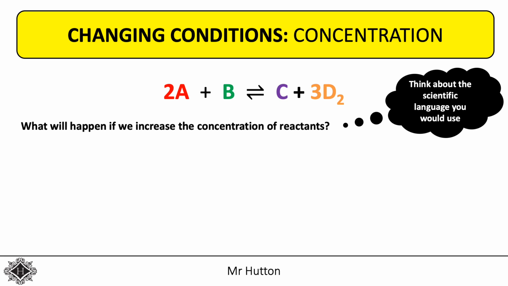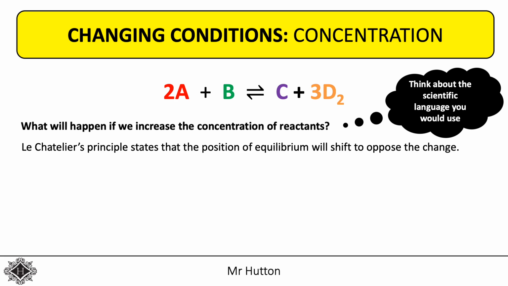If I increase the concentration of A and B, what's going to happen to my position of equilibrium? Le Chatelier is telling us that the position of equilibrium is going to shift to oppose that change. How could I oppose that change? How could I get the concentration of A and B back down to where it was? Think about how I could get the concentration of A and B lower. What could I favour? Would I favour the backward reaction, which would make more of A and B, or would I favour the forward reaction, which would make more of C and D?